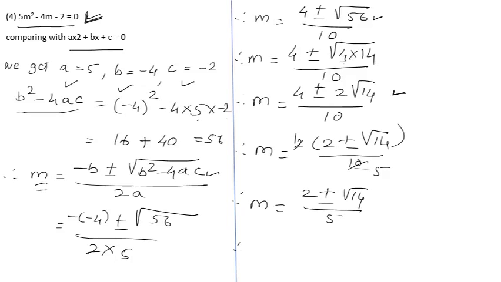Now here we are going to separate the two roots. We write the two roots separately: m equal to 2 plus root 14 upon 5, or m equal to 2 minus root 14 upon 5. These are the roots of the given quadratic equation. Understood? Now you have to solve the remaining examples.